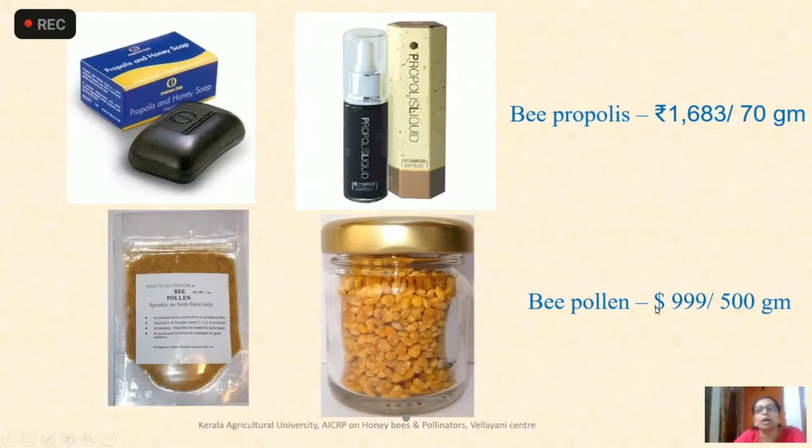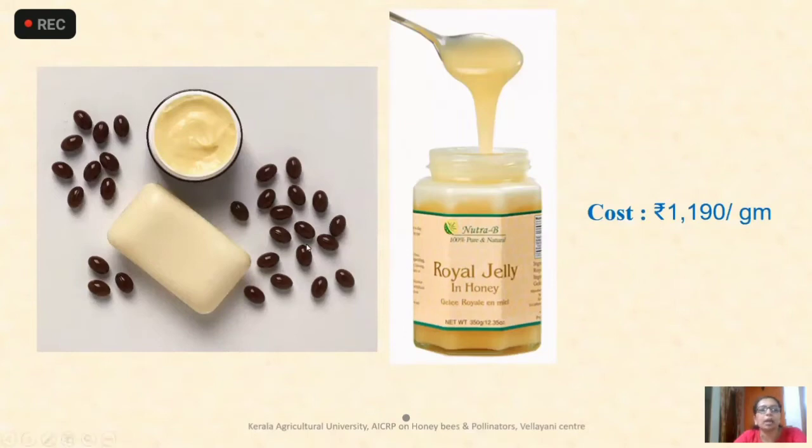Bee pollen comes to about rupees 999 per 500 gram. And here you can see the royal jelly. Royal jelly is available in capsule form also. Here in Kerala, the farmers purchase the royal jelly from outside the state, and then sell it in capsules. A small bottle containing 30 capsules comes to about rupees 1,300. And actually the cost comes to about rupees 1,190 per gram of the royal jelly.